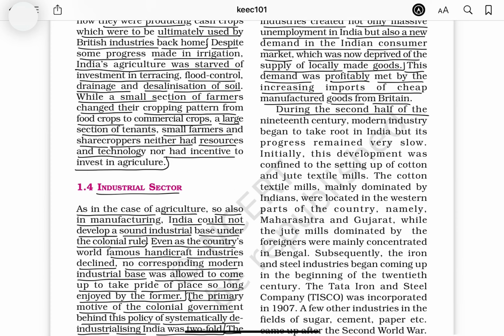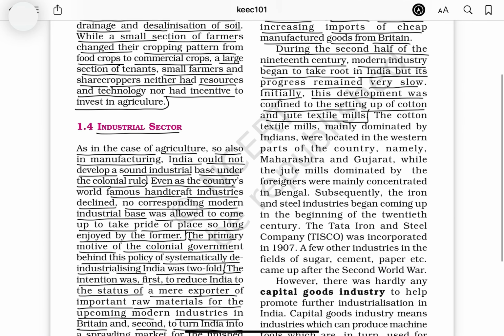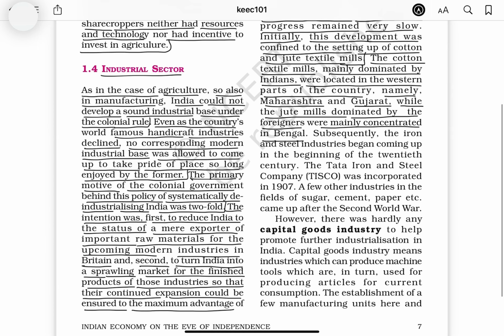During the second half of the 19th century, modern industry began to take root in India, but its progress remained very slow. Initially, this development was confined to the setting up of cotton and jute textile mills. The cotton textile mills, mainly dominated by Indians, were located in the western parts of the country, namely Maharashtra and Gujarat, while the jute mills, dominated by foreigners, were mainly concentrated in Bengal.